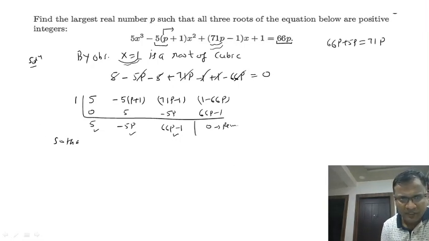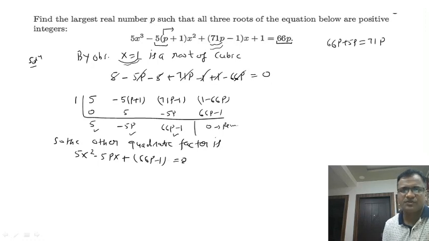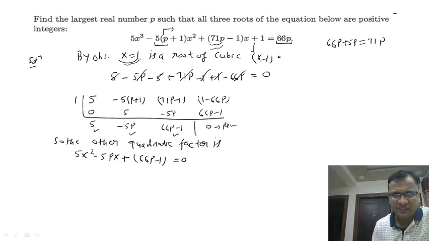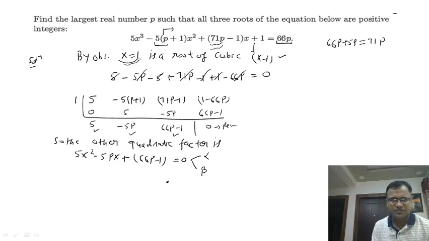So the other quadratic factor of the cubic is 5x squared minus 5px plus 66p minus 1 equals 0. So one factor of the cubic is clearly x minus 1, and the other factor is this one. And you are given that all the roots are positive integers. So if we suppose this quadratic has two roots, alpha and beta, then obviously alpha and beta are positive integers.